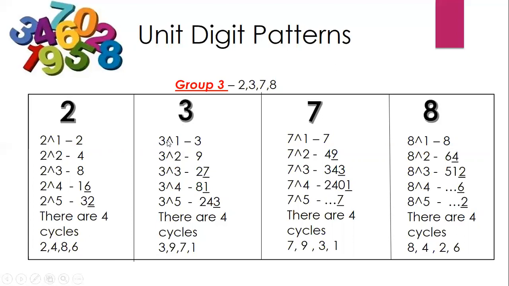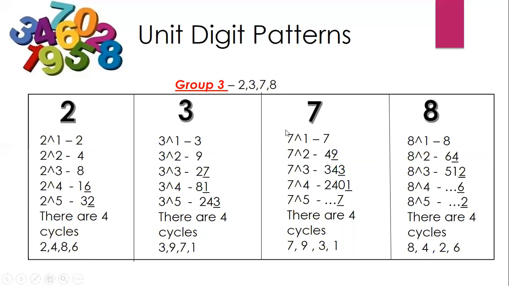Same way for 3. 3 power 1 is 3. 3 square is 9. 3 cube is 27, unit digit 7. 3 power 4 is 81, unit digit is 1. When we get 1 here, obviously we can say it is going to repeat after that. So there are 4 cycles for 3, which are 3, 9, 7 and 1.